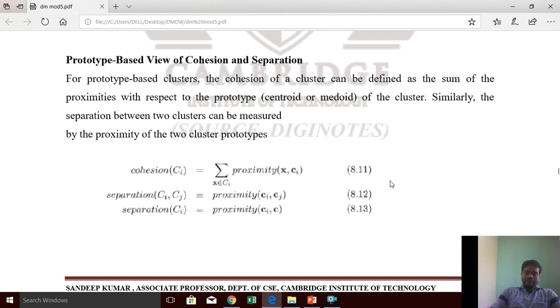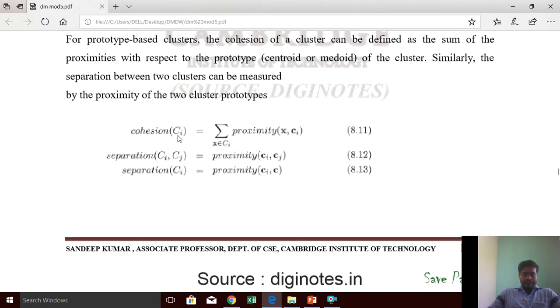So now, with respect to the center: take a cluster and find its center. With respect to the center, find out how closely the other objects are connected to that cluster. Similarly, between two different clusters, take the centroid of those two clusters and find out how they are separated from one another. In this case, cohesion is, for all x in C_i, proximity(x, c_i), where c_i is the centroid point. With respect to a center point, I am checking all other points.